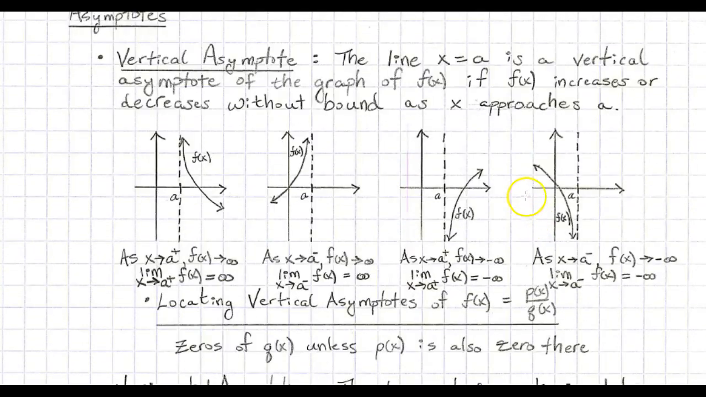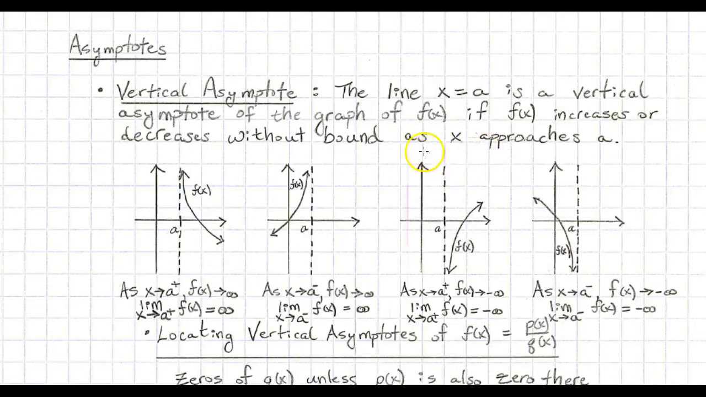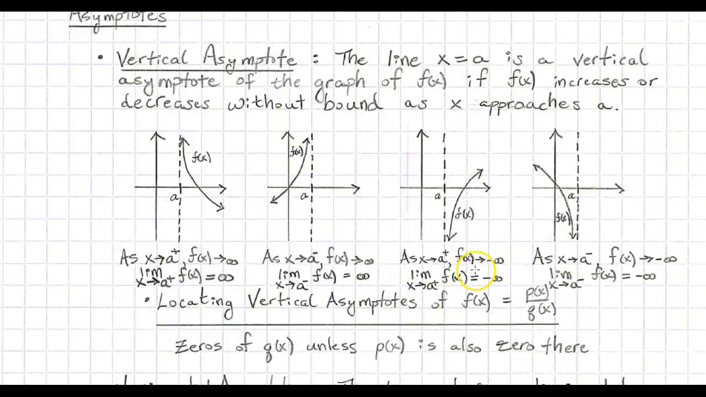All right, asymptotes. Vertical asymptotes are a line, x equals a. All of these pictures show vertical asymptotes at x equals a. It's where f of x either increases without bound, in both of these examples, or decreases without bound as x approaches a. Think about that as x gets closer and closer to a from either side.